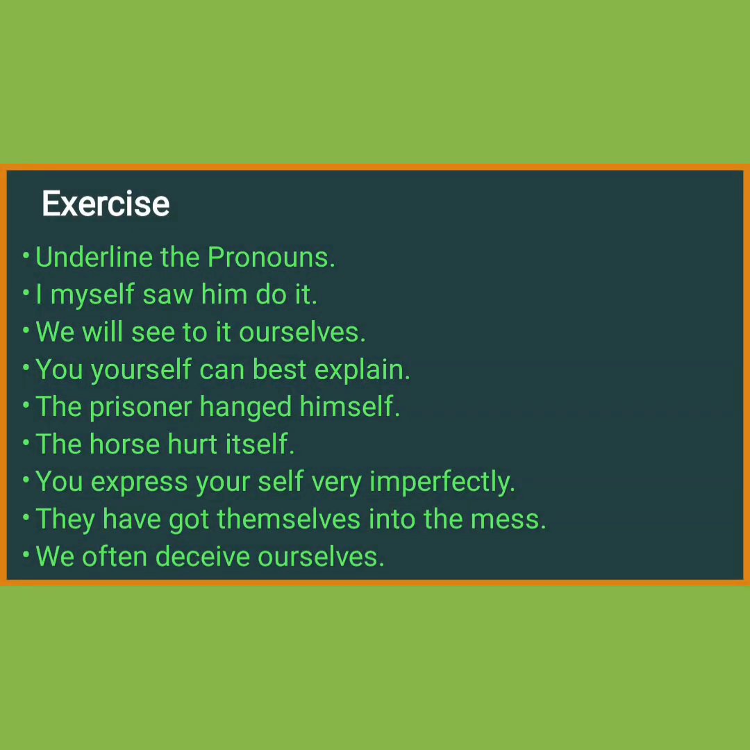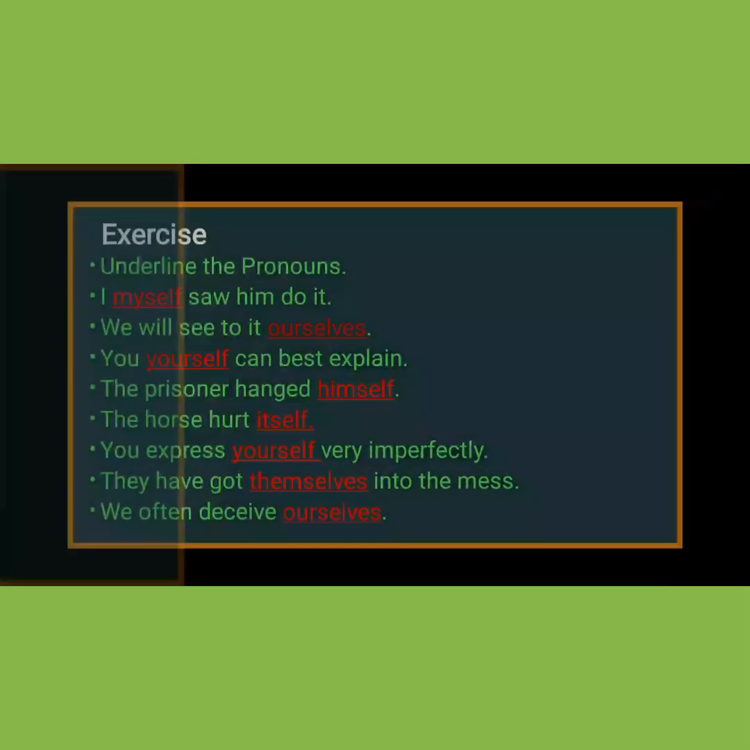Now here's an exercise I have provided just to check whether you've understood it or not. Underline the pronoun. I myself saw him do it. We will see to it ourselves. You yourself can best explain. The prisoner hanged himself. The horse cut itself. You express yourself very imperfectly. They have got themselves into the mess. We often deceive ourselves.